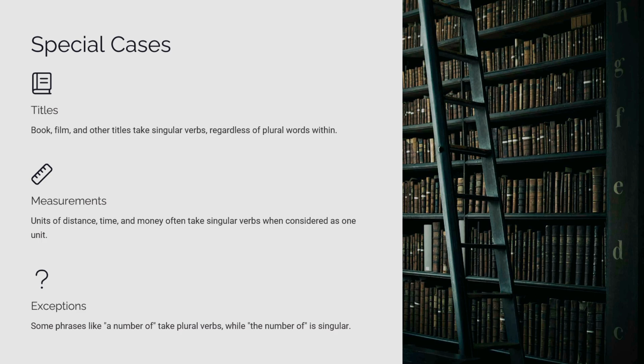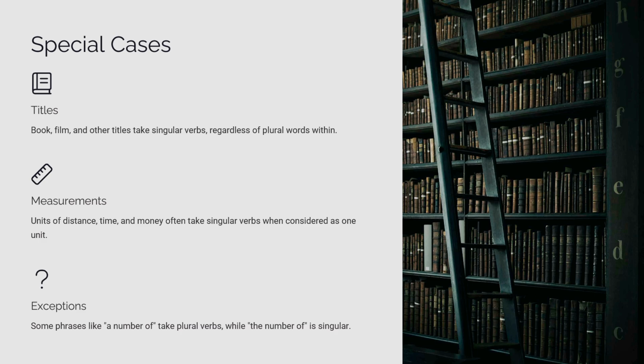So first, let's discuss titles of books, movies, and other works. Even if the title appears to be plural, it takes a singular verb because we treat the title as a single entity. So for example, if we're referring to the Chronicles of Narnia, we would say the Chronicles of Narnia is a popular fantasy series, using the singular verb is despite the title's plural appearance.